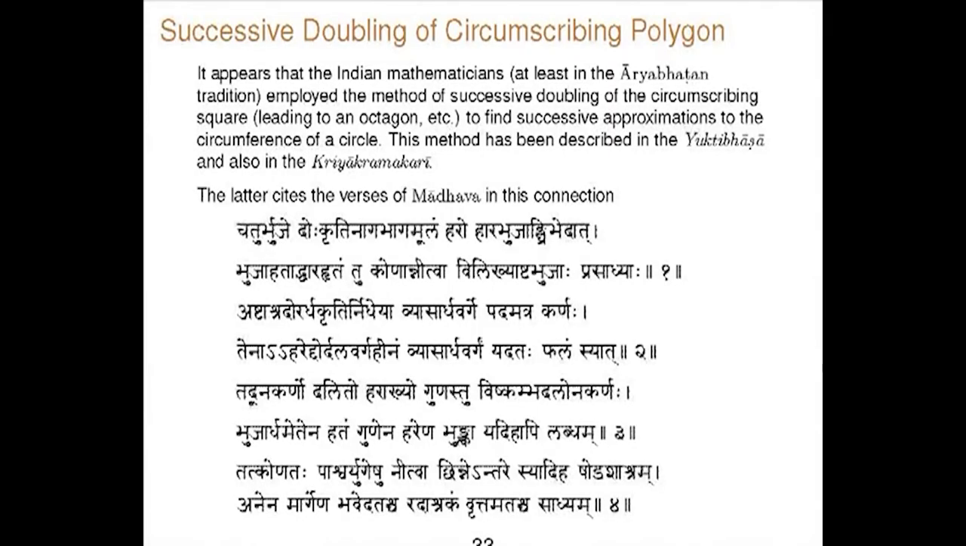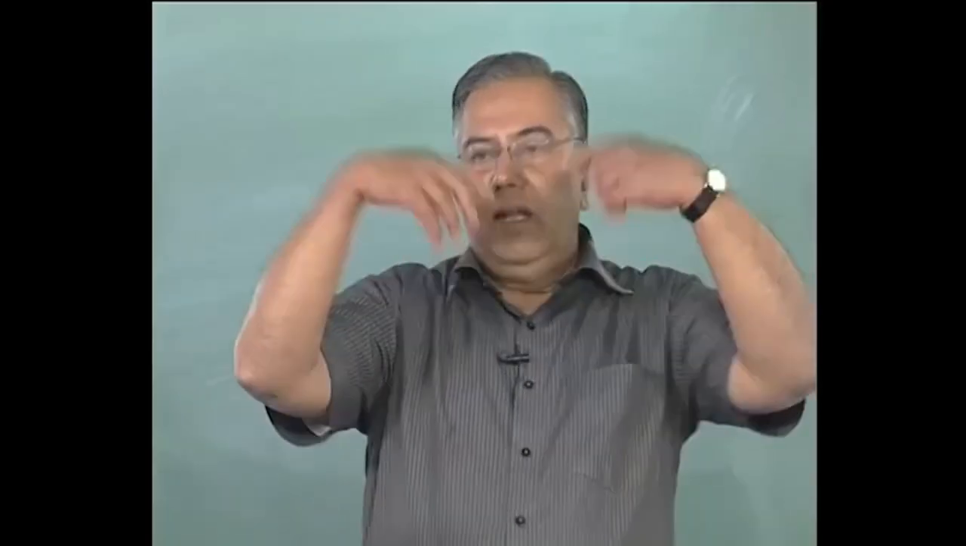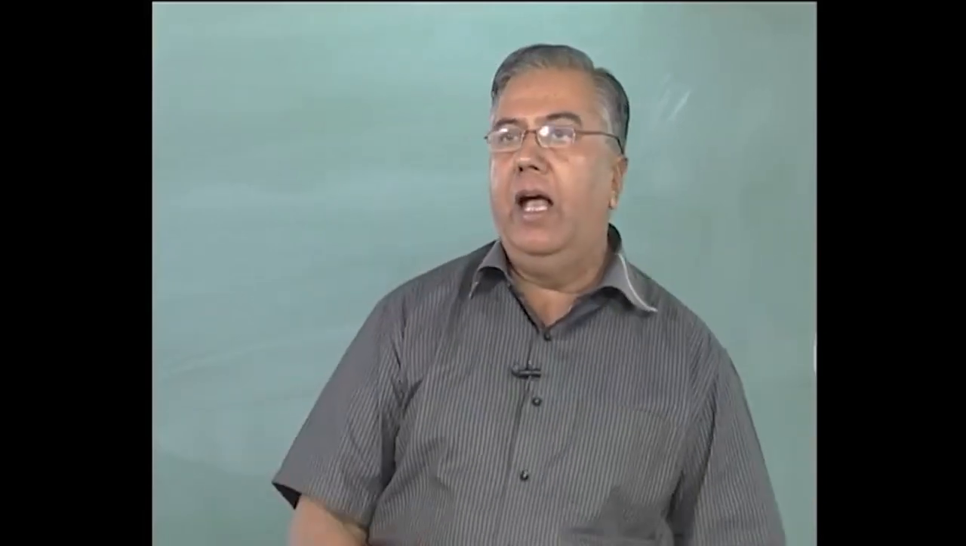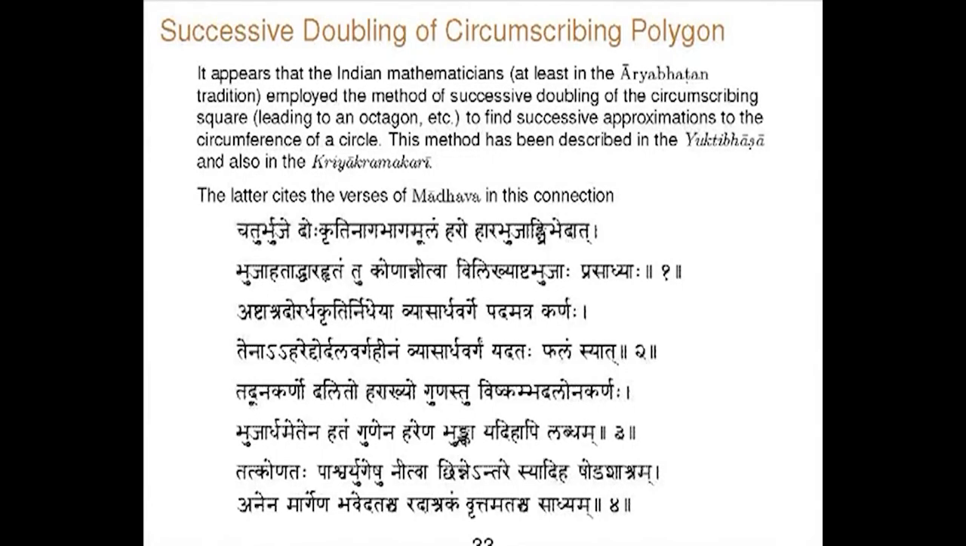Now there is another complex geometrical proof that you find in Yukti Bhasha. This is the method of approximating the circumference of a circle by a square which is circumscribing it, and then dividing the square in such a way that you have a regular octagon, then dividing it in such a way that you have a regular polygon of 16 sides. Again, Kriyakramakari gives a collection of verses due to Madhava, which seem to be explaining this method. So Madhava, who gave the infinite series, also has summarized this method, which is the classic old method of trying to estimate the circumference of a circle by summing the sides of an inscribed or a circumscribed polygon with large enough number of sides.